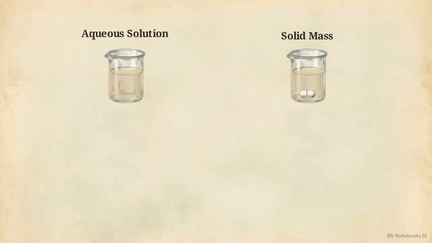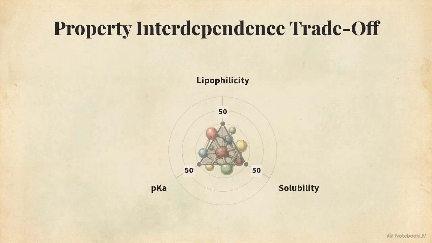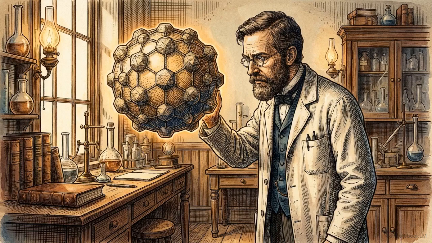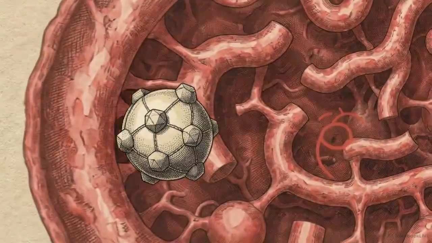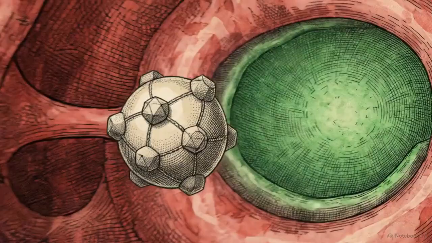If the compound cannot dissolve into the fluids of the gastrointestinal tract, it remains a solid mass and passes through the body unabsorbed. These three properties exist in a state of interdependence. Altering a molecule to increase its lipophilicity will typically decrease its aqueous solubility and shift its ionization profile. The primary job of a medicinal chemist is to balance this physicochemical triad. They optimize these specific numbers to route the drug to its target while avoiding the body's metabolic traps.